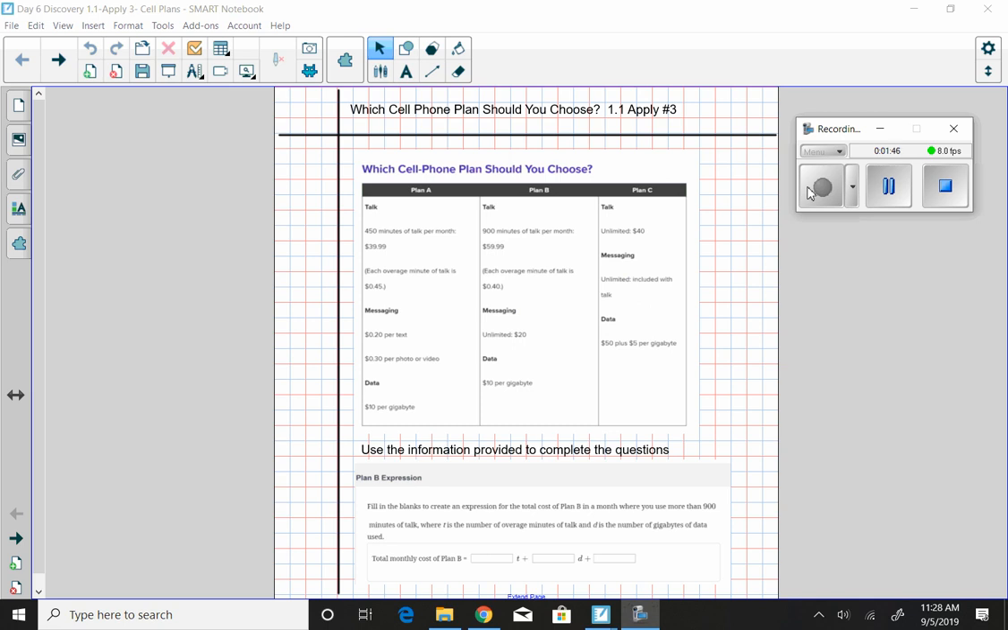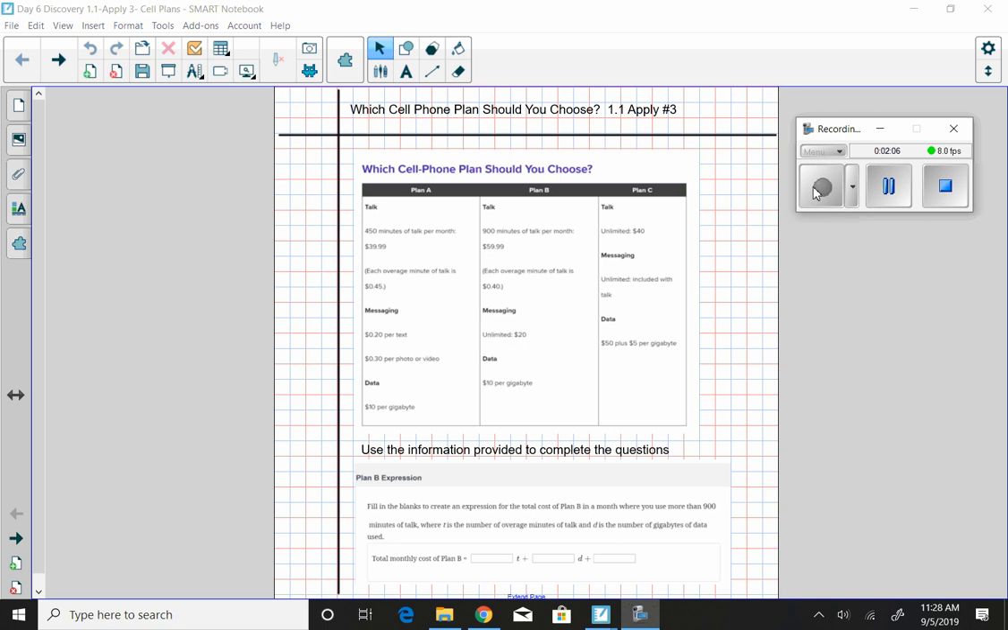Plan C is unlimited talk and texting, right? Unlimited talk and texting for $40, but your data is going to cost you $50 just to be able to have your smartphone turned on, and then $5 per gig. All right? So those are the three plans that we're going to be looking at today. So let's take a look at Plan B.